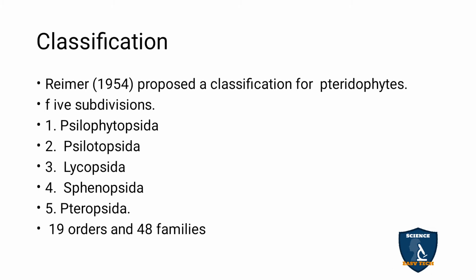Now we move on to classification. Reimer in 1954 proposed this classification. He proposed that pteridophytes can be divided into 5 subdivisions: Psilophytopsida, Psilotopsida, Lycopsida, Sphenopsida, Pteropsida. So these are the 5 subdivisions. From these, 19 orders and 48 families are subdivided again.